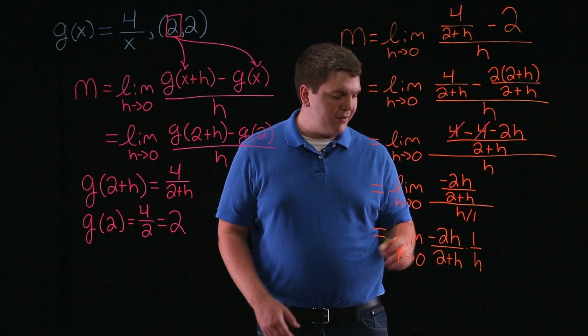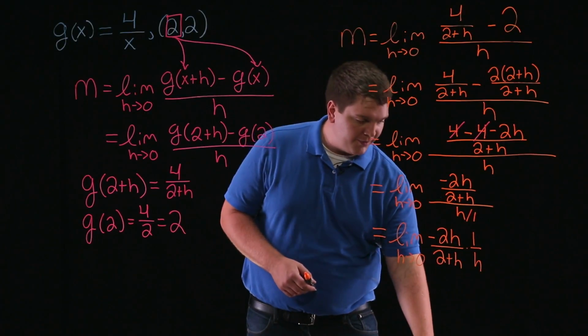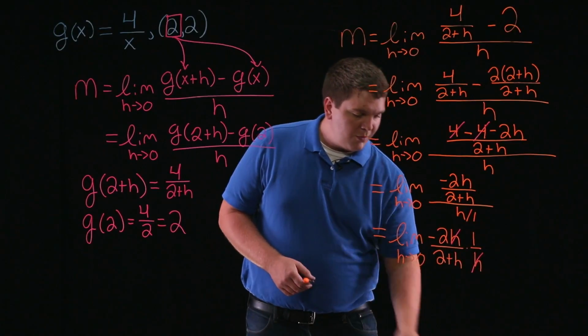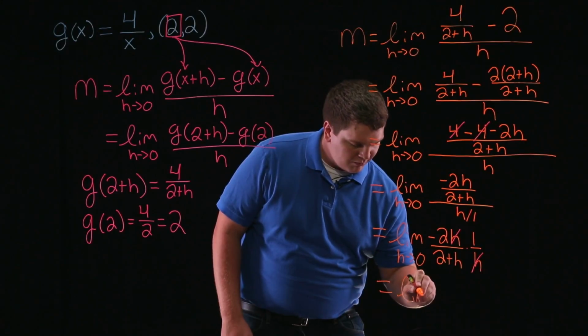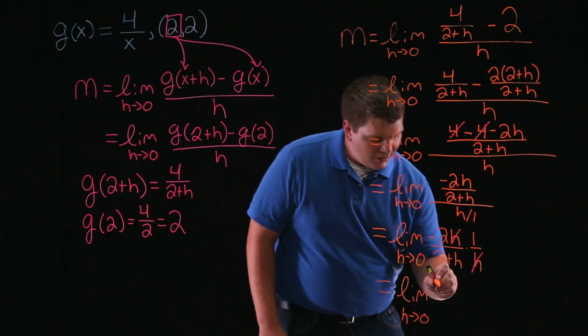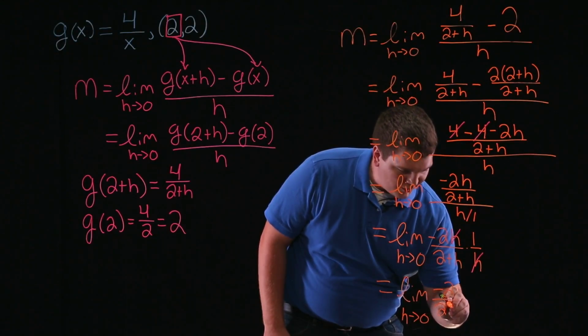Now here, we have a 2h in the numerator, and we have a factor of h in the denominator. So these can cancel, which leaves us with the limit as h approaches 0 of negative 2 divided by 2 plus h.